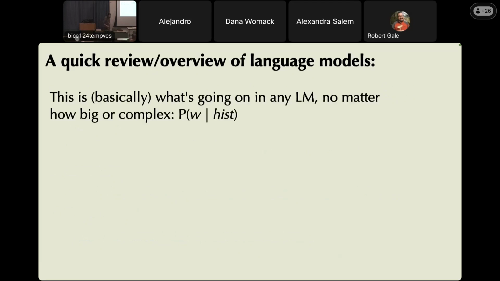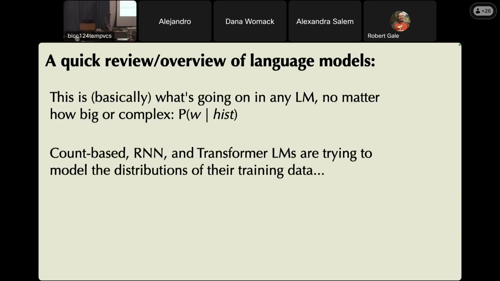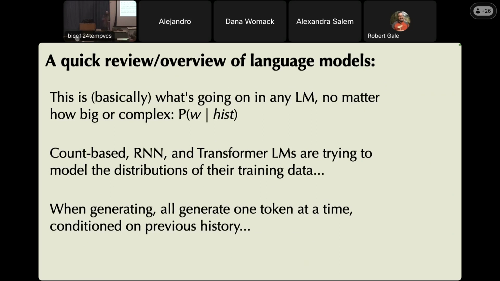So that is what's going on in any language model, no matter how big or complicated. It doesn't matter whether it's the fancy ones from Google we heard about the other week, or the tiny one running on my laptop, or the one that you build in my class. You're just doing conditional probability of a word given a history and moving on. Count-based, RNNs, transformers, all they're trying to do is model the distributions of their training data, right? And all they're doing when they generate text is just one token at a time. That's all, nothing fancy happening.